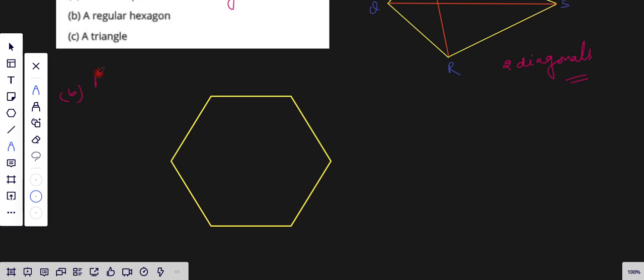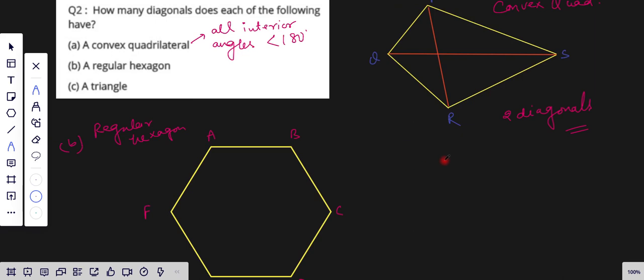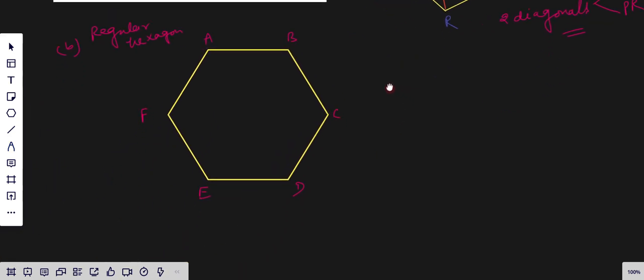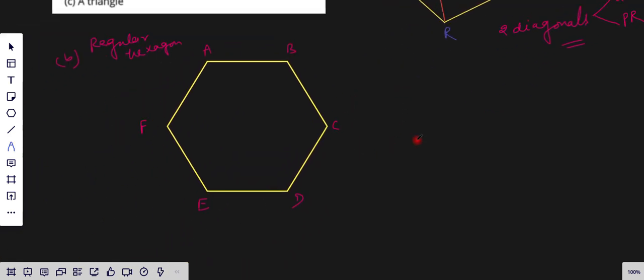Part B, this is a regular hexagon. Let's say the points are A, B, C, D, E, and F. You can also write the two diagonals for the quadrilateral: one diagonal is QS and the other diagonal is PR. Similarly, I'll explain how you can draw a total of 9 diagonals in this figure.